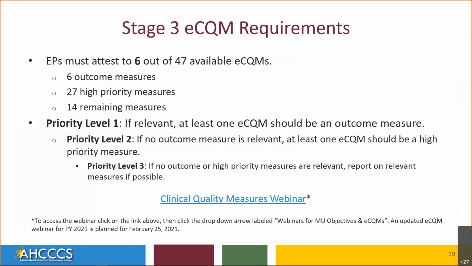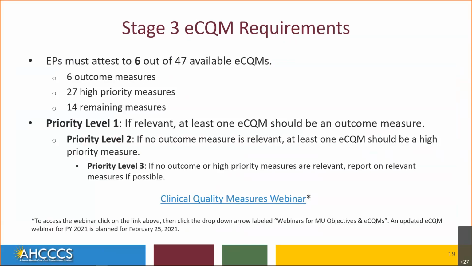Keep in mind, CMS has set guidance for priority level 1, which is, if relevant, at least one CQM of those 6 the provider attests to should be an outcome measure. At the top of the slide, it does say that there are only 6 outcome measures. Now, what happens if a provider does not have an outcome measure that is relevant to their scope of practice? Well, then the provider is allowed to move to priority level 2, which is if no outcome measures are relevant, at least one CQM should be a high priority measure.